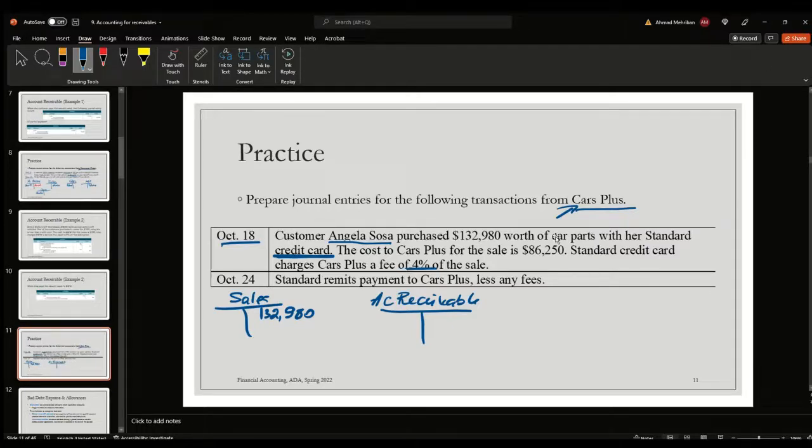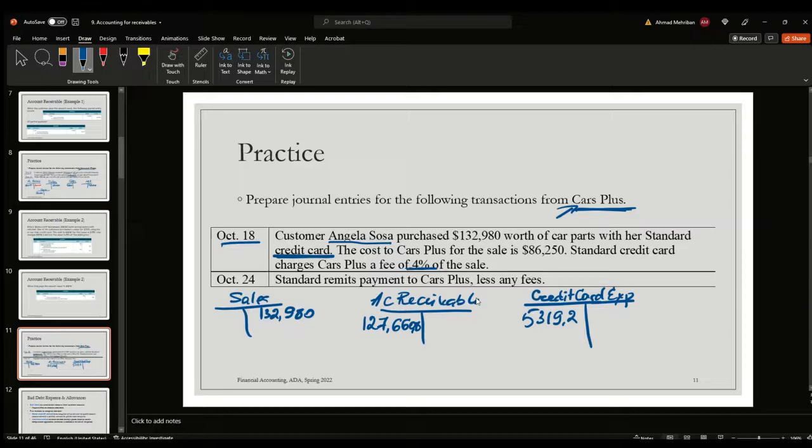132,980 multiplied by 4%. So I can immediately write it here. So credit card expense for the Cars Plus, for this company, is going to be 5,319.2, and the remaining 127,660.8 is going to be accounts receivable.